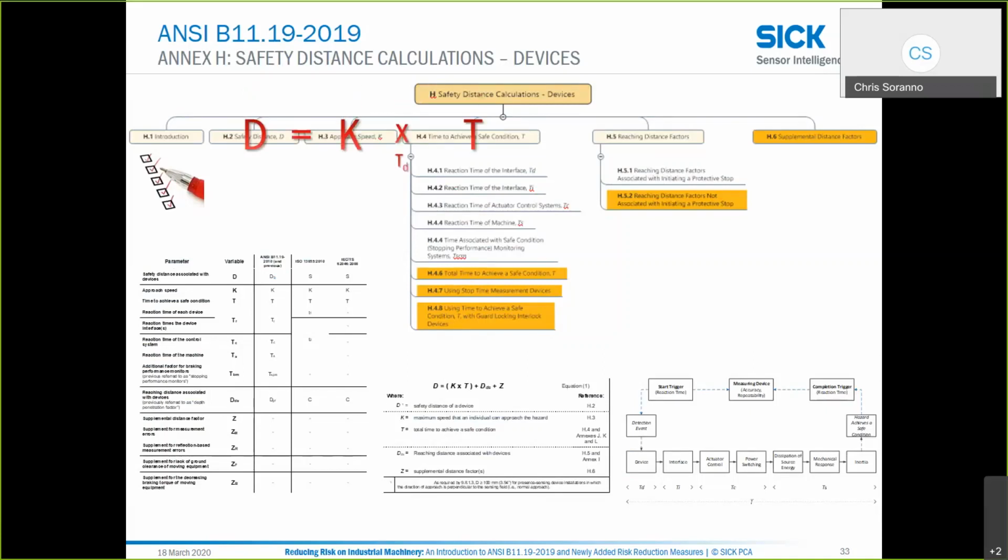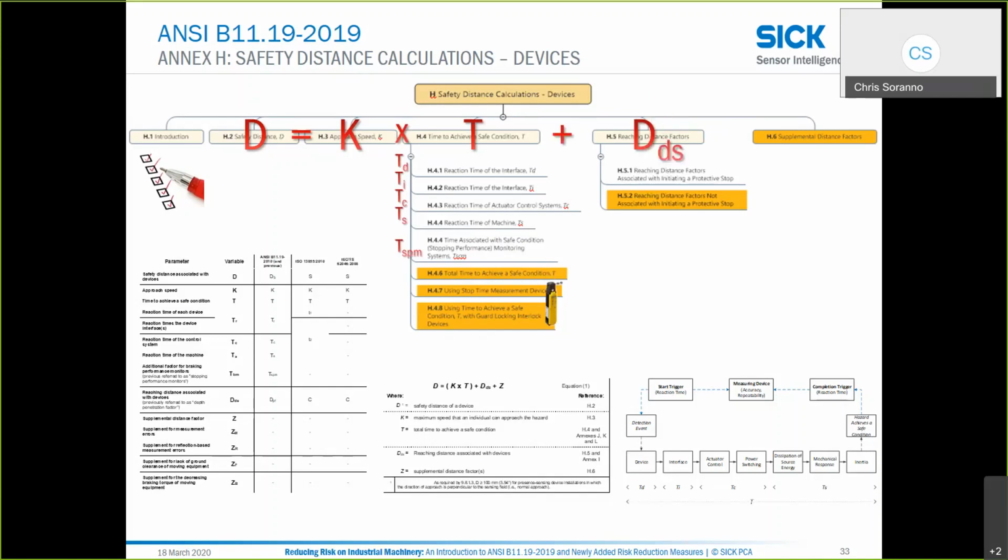The overall distance is a factor of the approach speed K times the overall time to achieve a safe condition, T. And we know that T has different subparts associated with it: the device, the interface, the control system, and the machine. Time is also a factor that can be applied for guard locking devices. That's addressed here as well.